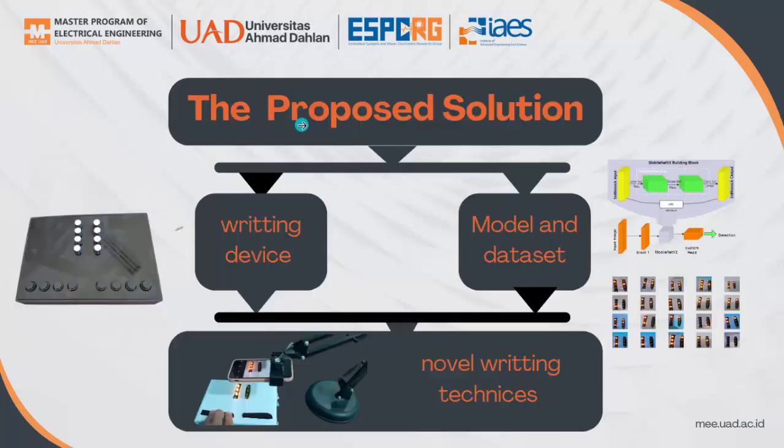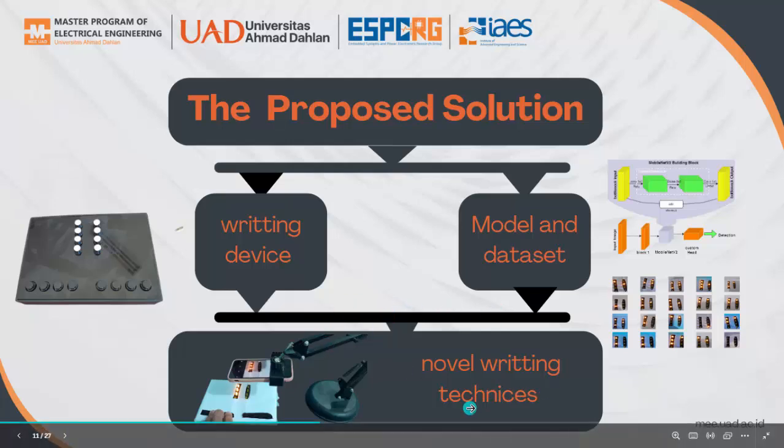Our solution is divided into stages. The first product is to provide a writing device. This writing device is a very simple and low-cost device. It only consists of buttons and LEDs. We use this device to produce a dataset. We will train a model on this dataset, so the final product can be a novel writing technique.